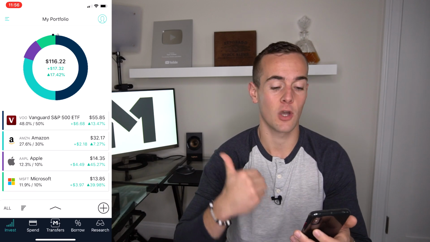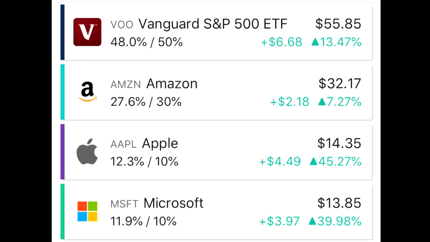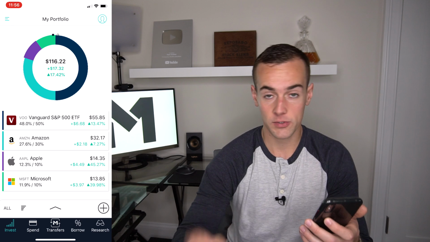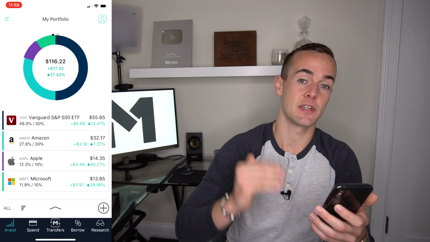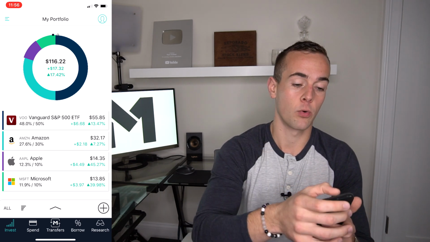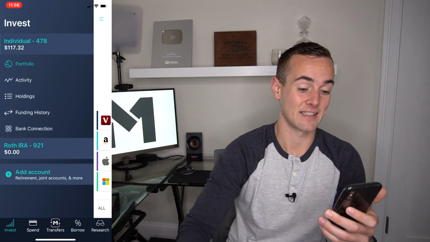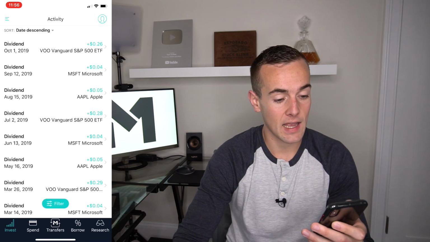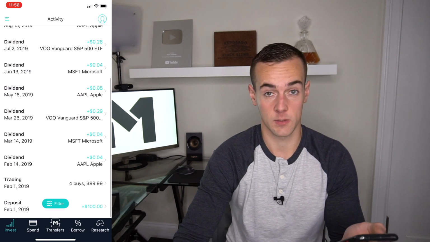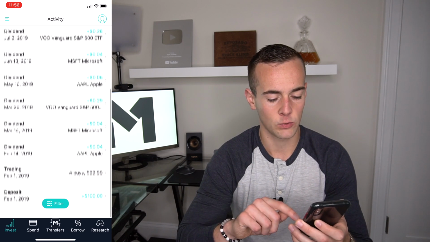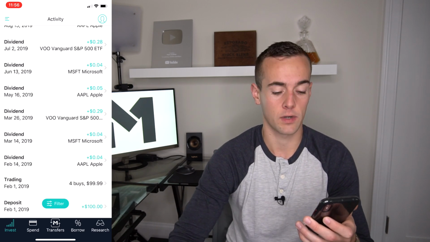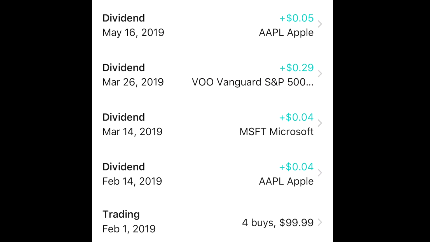And in this portfolio, I have the Vanguard 500 ETF, Amazon stock, Apple stock, and Microsoft. And a couple of these investments here do pay dividends. So the first thing I want to show you is the dividends that I've earned so far from this portfolio, and you can view your dividend history by simply going over here on the left and selecting activity. So as you can see, I have earned quite a few dividends since opening this portfolio. I opened it in February of 2019, I funded it with $100, and February 14th I earned my first dividend of 4 cents from Apple.